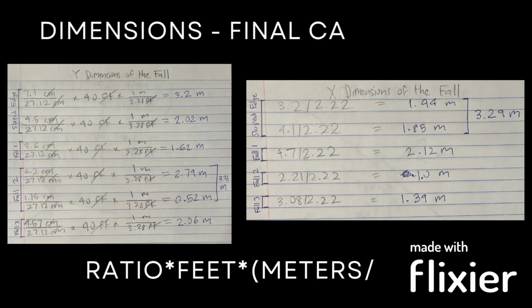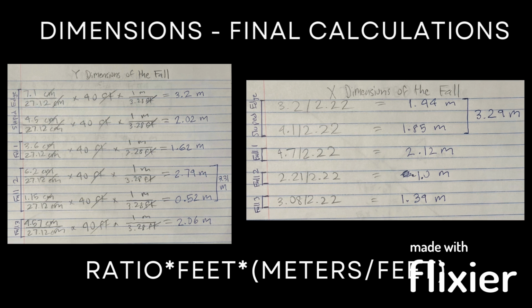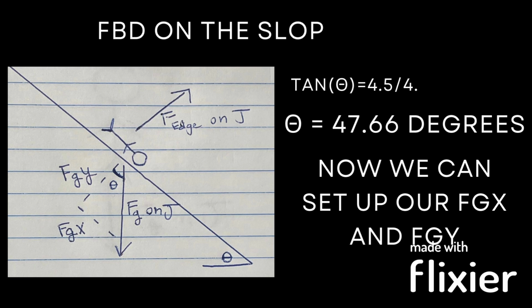Using the section's height divided by 40 feet and the conversion factors from meters to feet, we get the real height of each section in meters. And then we can set up a free body diagram, in which by using the side lengths we find that the angle is 47.66 degrees.